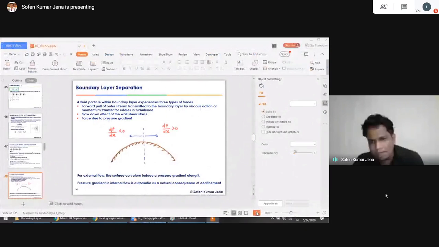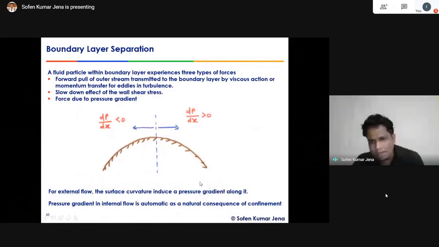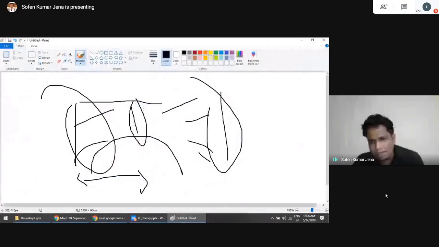So this is for the external flow, right? By default, if you are taking any internal flow, like flow in a pipe, it is a parabolic profile. There is nothing like that. Pressure gradient will be there by default in the internal flow, because of the confinement, because of the presence of the solid on both sides.